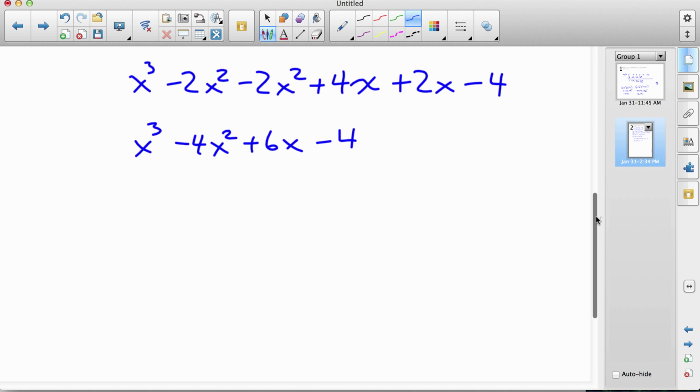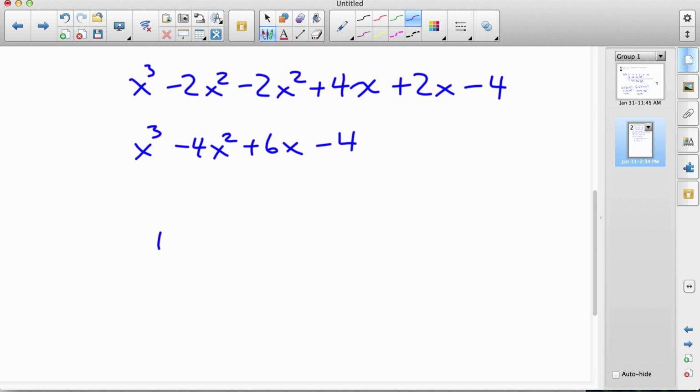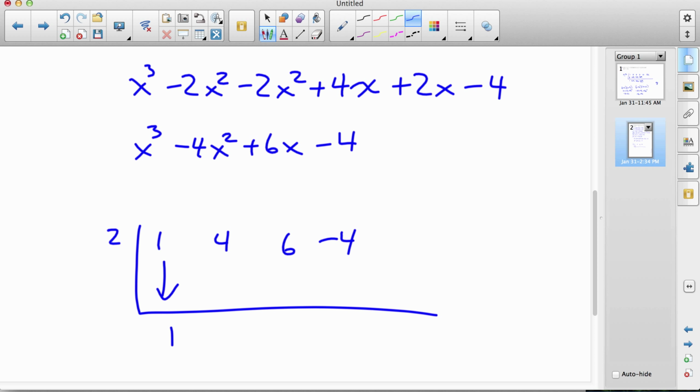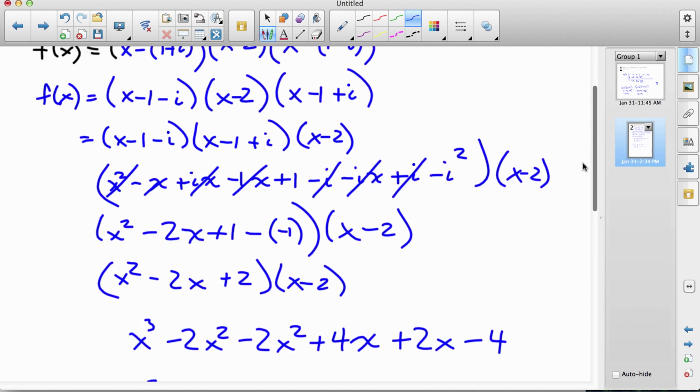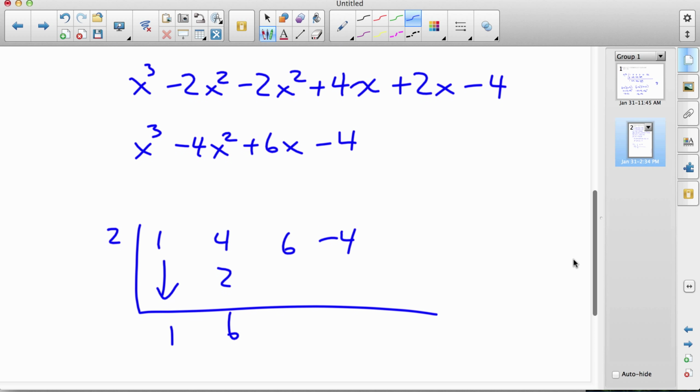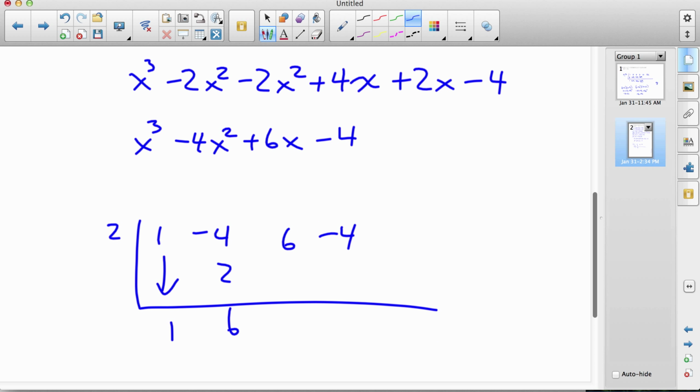You could test to see whether you're right or not. You could take this, 1, negative 4, 6, negative 4, and just divide it by 2 and see if the 2 works. 1, then negative 4 plus 2 is a negative 2. 2 times negative 2 is a negative 4. That's a positive 2. 2 times 2 is a positive 4. Works out.